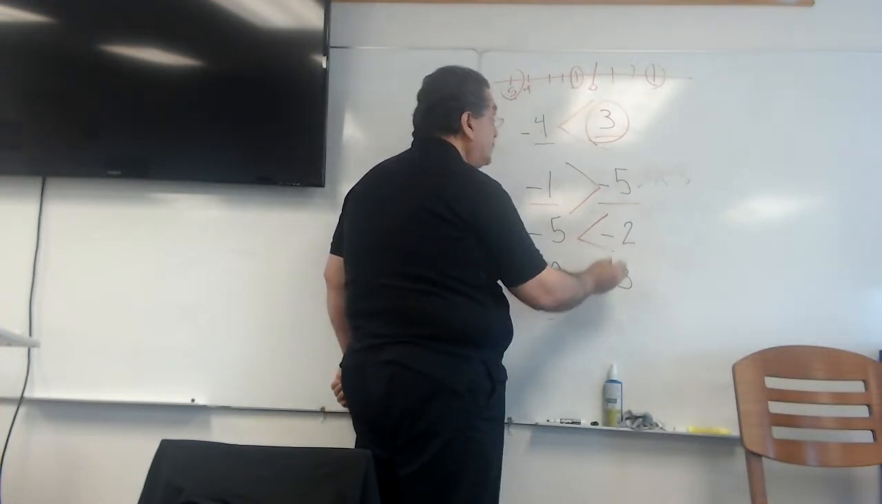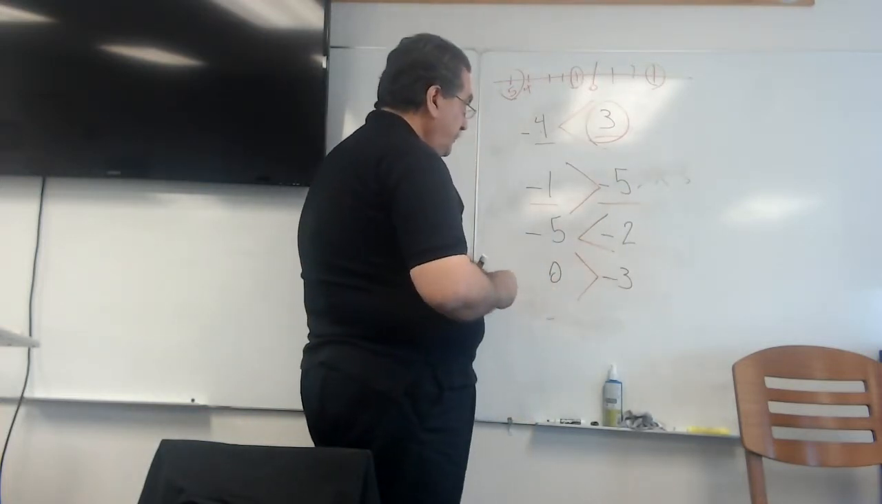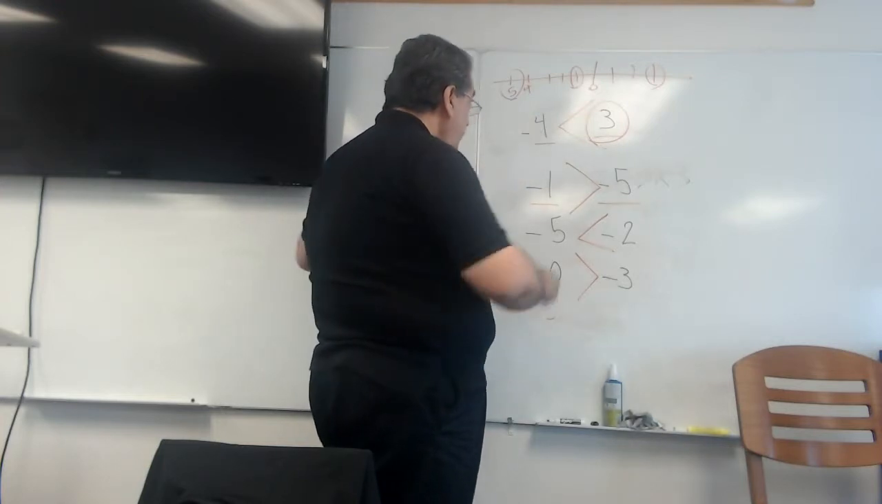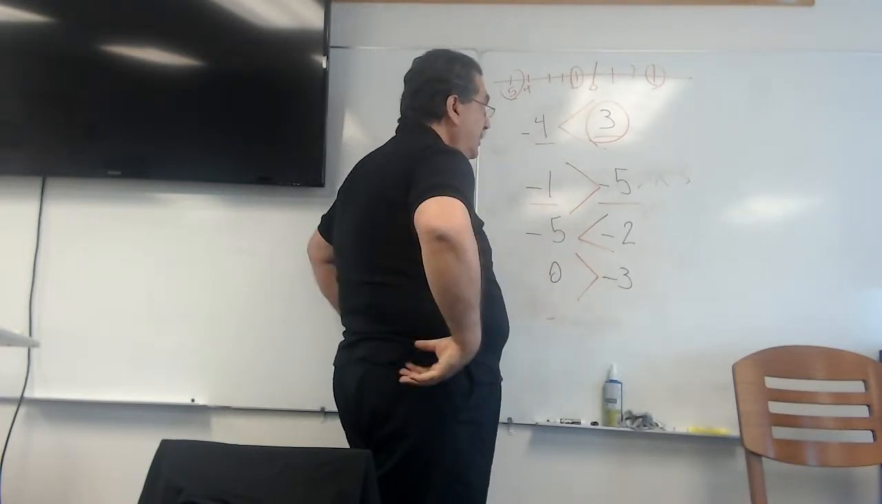Between 0 and minus 3, 0 is greater than minus 3. So don't be confused by the value of the number. If it's minus, the greater the value means it's smaller.